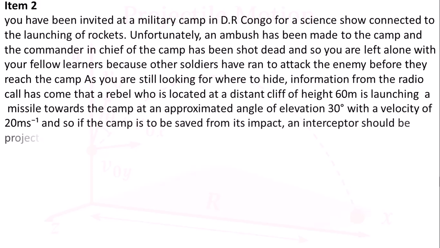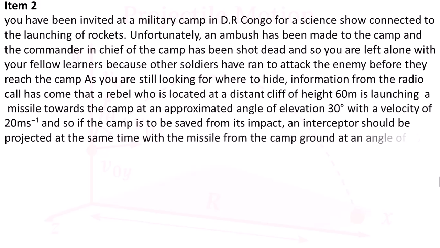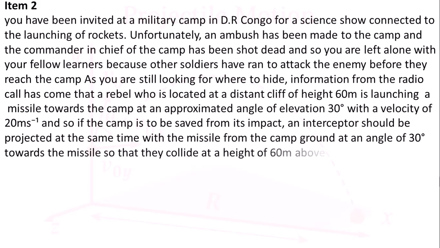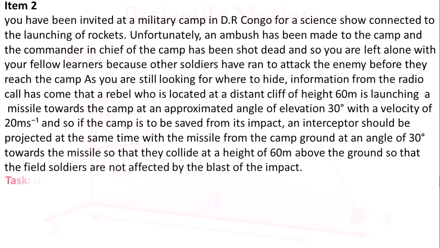And so if the camp is to be saved from its impact, an interceptor should be projected at the same time with the missile from the campground at an angle of 30 degrees towards the missile so that they collide at a height of 60 meters above the ground, so that the field soldiers are not affected by the blast of the impact. Task: using your knowledge of physics.